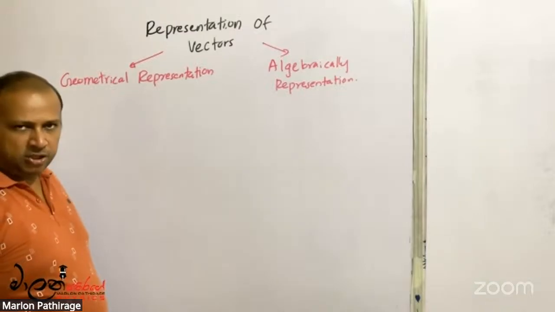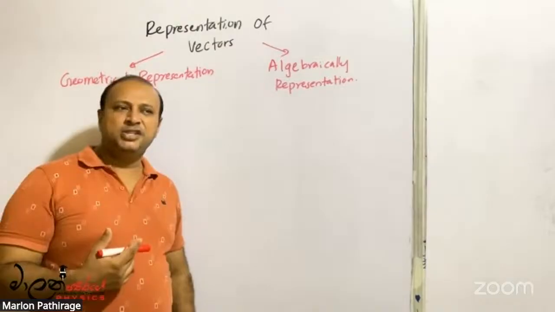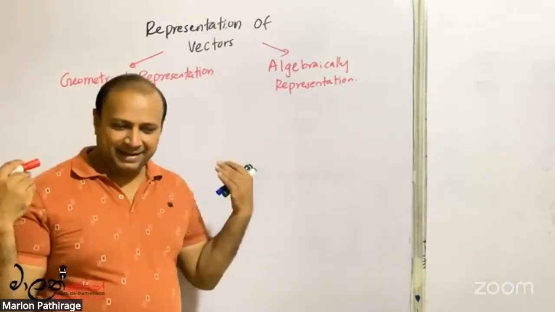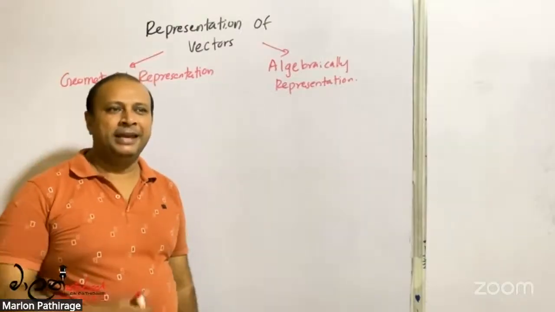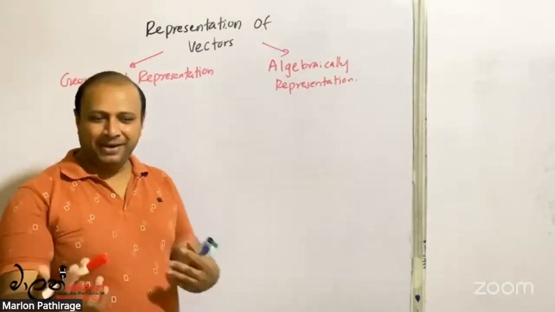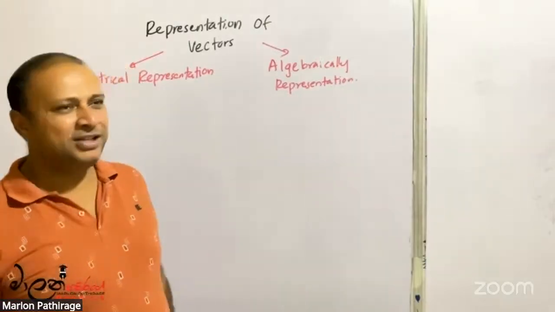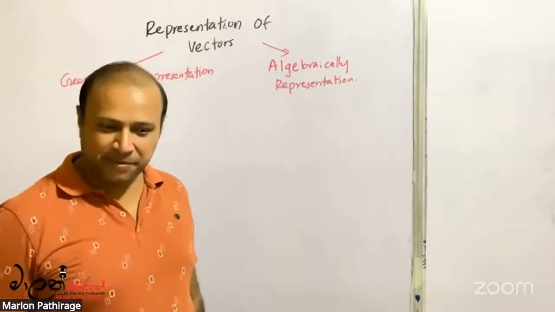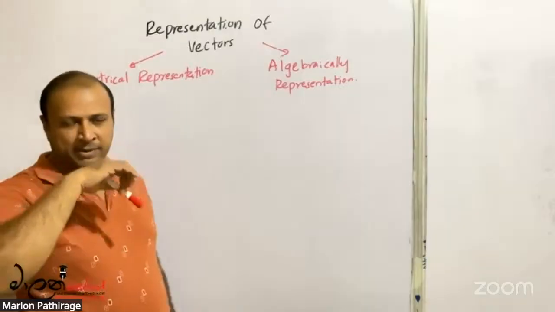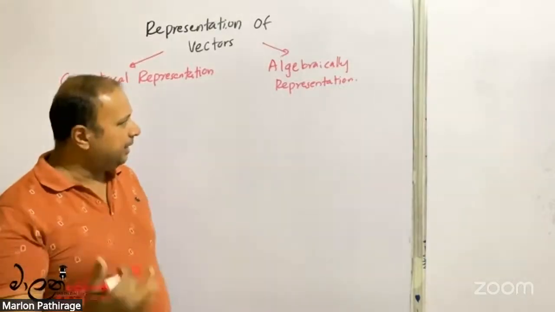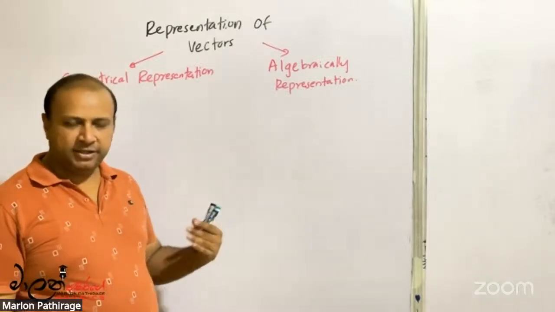Algebraic representation means, algebra is something like unknown quantities, so a, b, c or x, y, z, such kind of terms. So algebraic representation means representation of a vector using English letters.